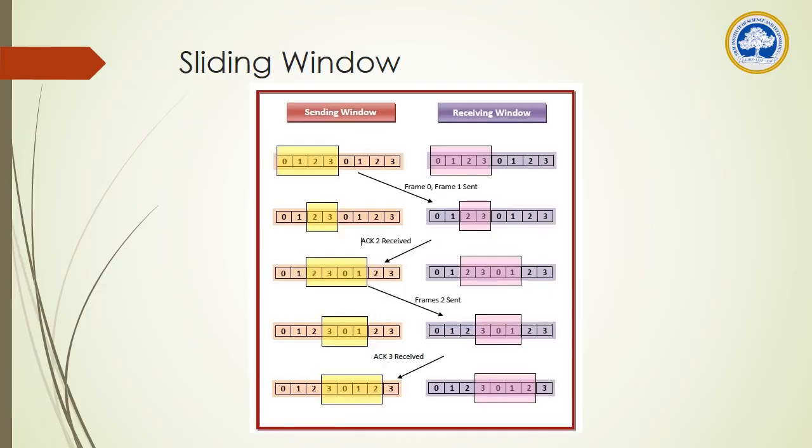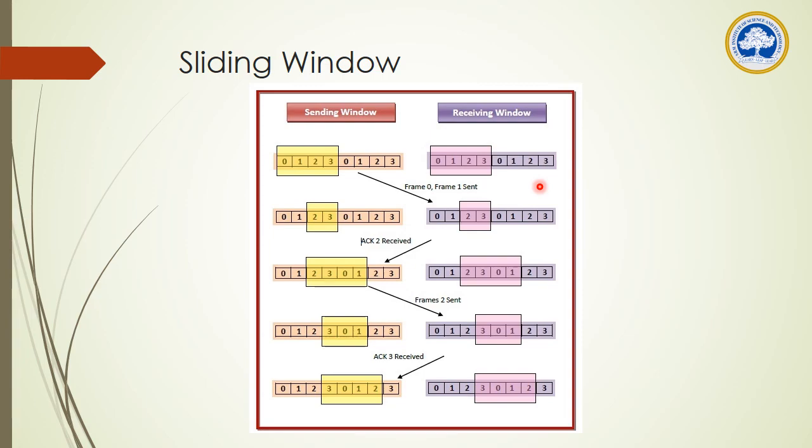Coming to the sliding window, this protocol helps in improving the efficiency of stop and wait protocol by allowing multiple frames to be transmitted before receiving an acknowledgement. The working principle of this protocol can be described as follows. Both the sender and the receiver have finite sized buffers. The sender and the receiver agree upon the number of frames to be sent based upon the buffer size.